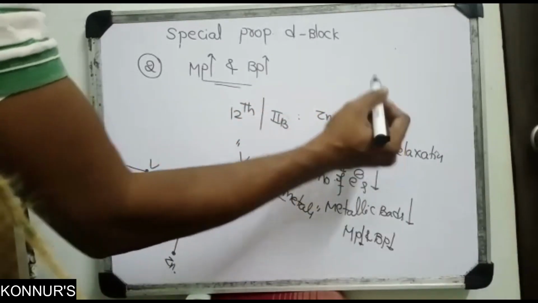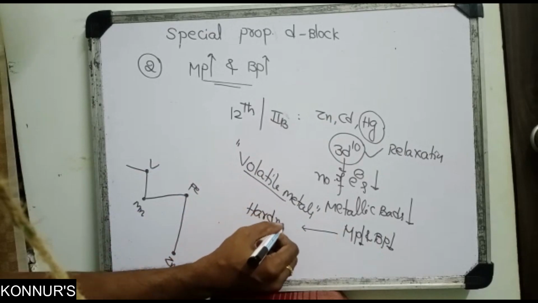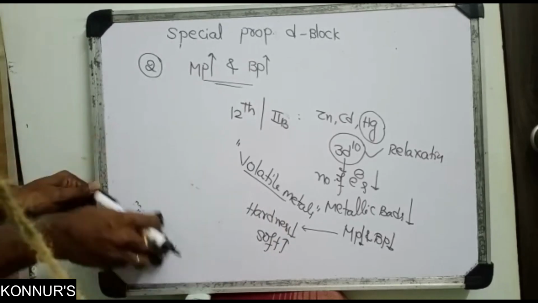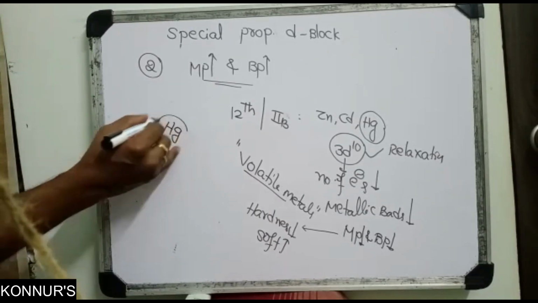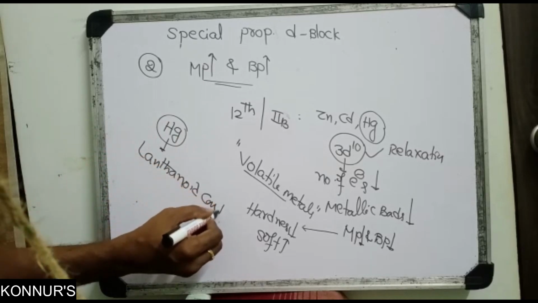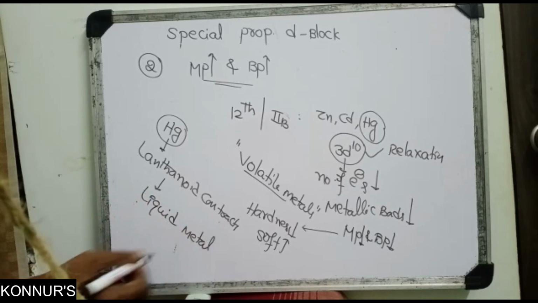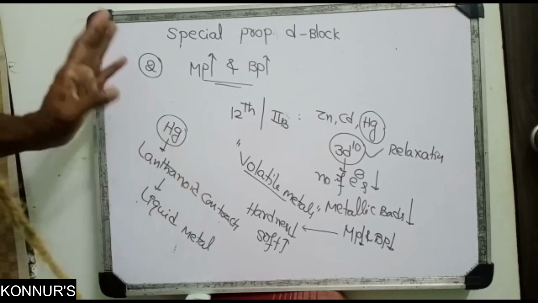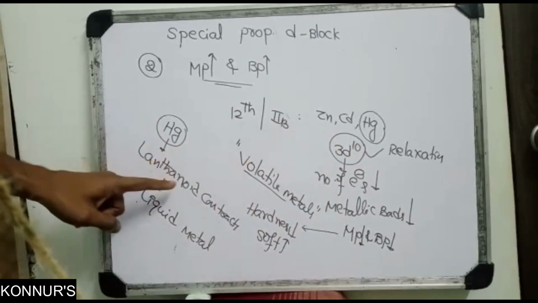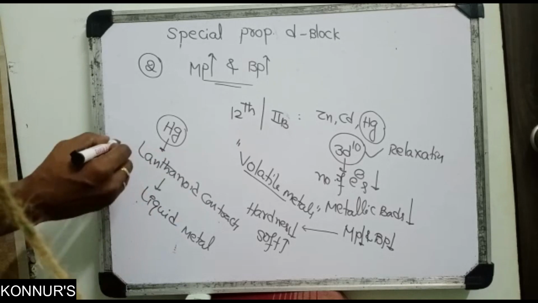So what is the importance of mercury? For a volatile metal, the melting and boiling point decreases, so hardness also decreases. That's why softness is more. Here the special important one is mercury. Due to lanthanoid contraction, it is available as a liquid metal, with more and more softness. Free electrons go inside only. Because of lanthanoid contraction, the free electrons decrease, so it becomes a liquid metal.